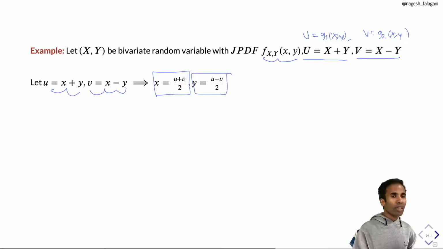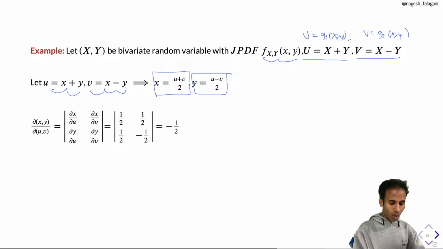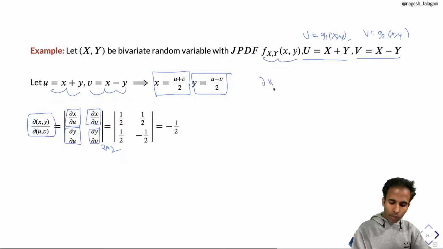Now we can look at the Jacobian here, the partial of (x, y) by the partial of (u, v). So what is this? It is the determinant of this 2 by 2 matrix. What are the entries here? The (1,1) entry is going to be the partial of x by the partial of u, the (1,2) entry is the partial of x by the partial of v, the (2,1) entry is the partial of y by the partial of u, and the (2,2) entry is the partial of y by the partial of v. So what is the partial of x by the partial of u?